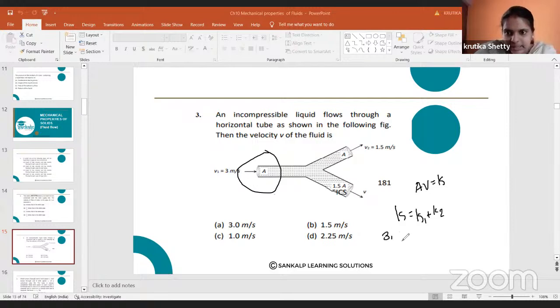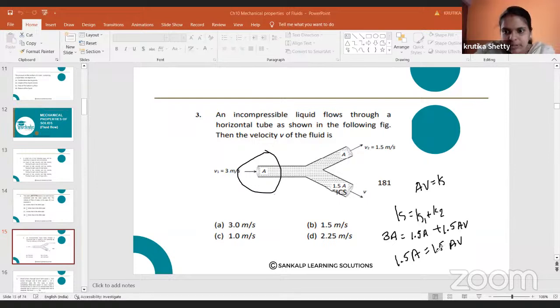So it is 3A is equal to K1, look at the top: the velocity is 1.5 and the area is 1, plus K2, which is the bottom, it is again 1.5 into A into V, because we don't know the value of V, which we have to calculate here. So 3A minus 1.5A, that is nothing but 1.5A, which is equal to 1.5 AV.